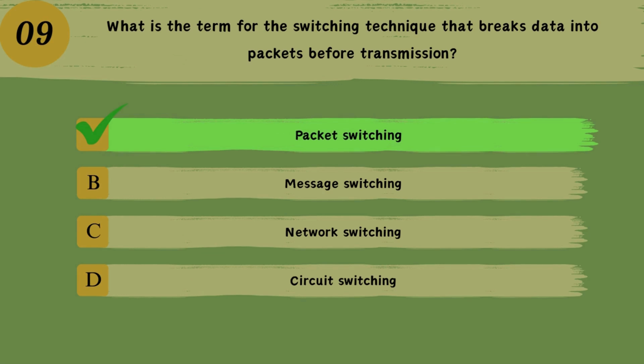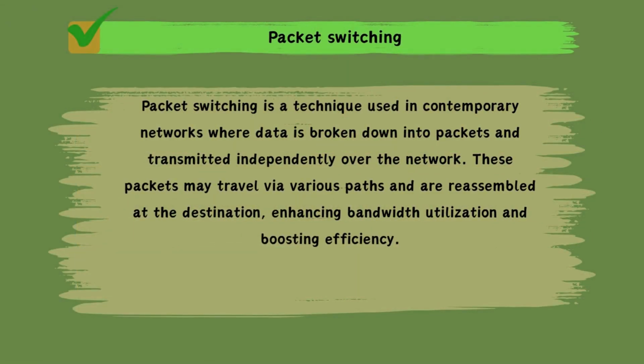Correct answer? A. Packet switching. Packet switching is a technique used in contemporary networks where data is broken down into packets and transmitted independently over the network. These packets may travel via various paths and are reassembled at the destination, enhancing bandwidth utilization and boosting efficiency.